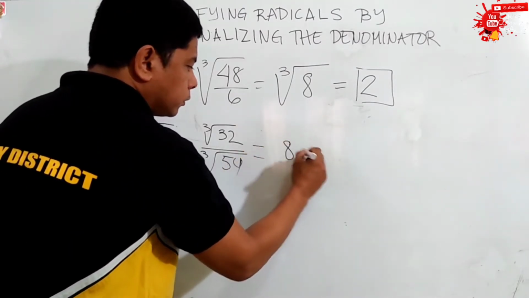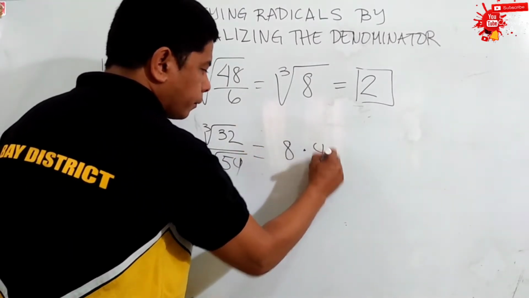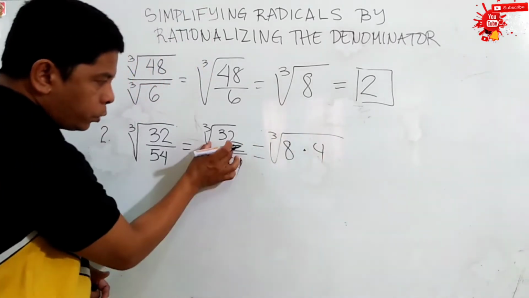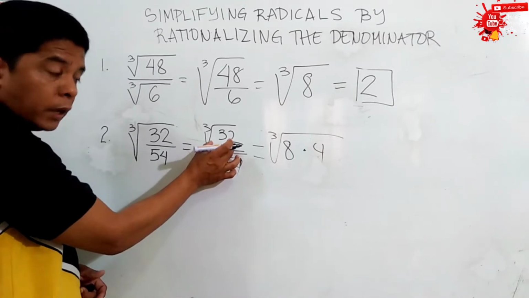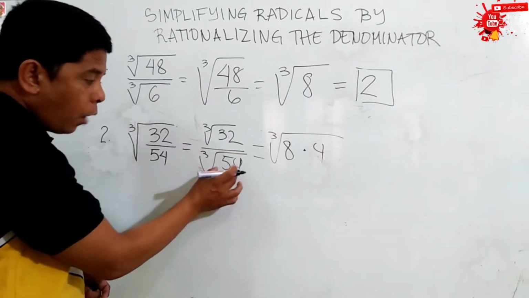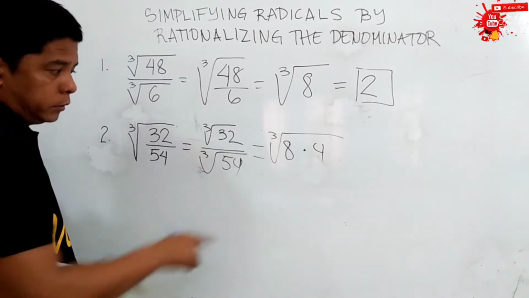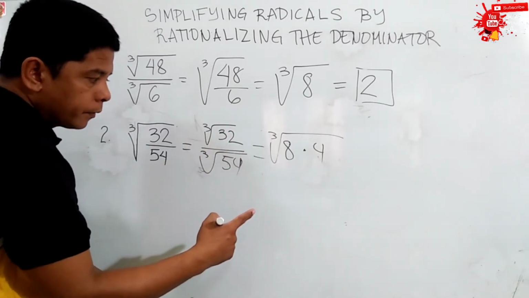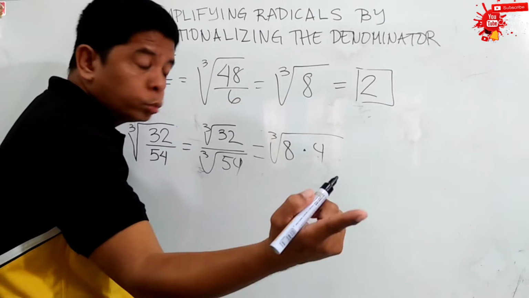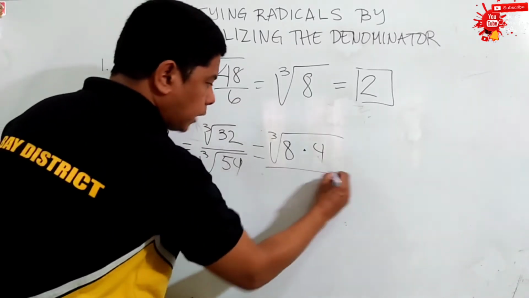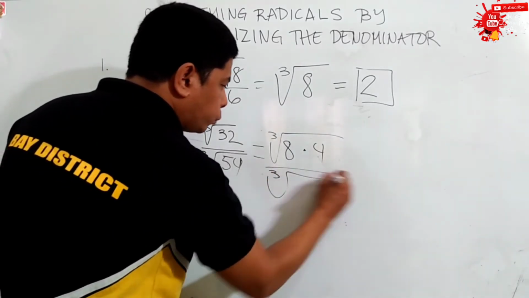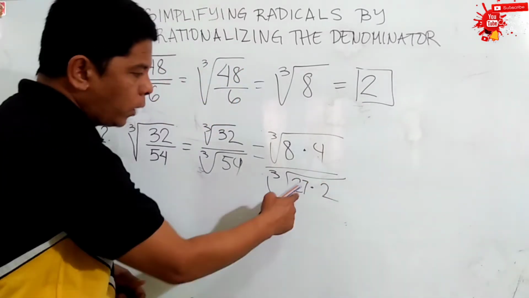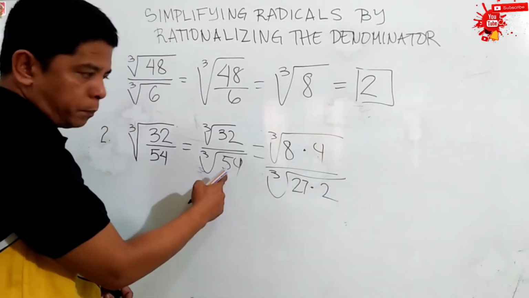So, that is 8 times 4. So, we have cube root of 8 times 4, equal siya sa cube root of 32. Okay. How about 54? Siyempre, ang susunod ng 8 ay 27. So, that is cube root of 27 times 2. So, ang 27 times 2 ay equal sa 54.